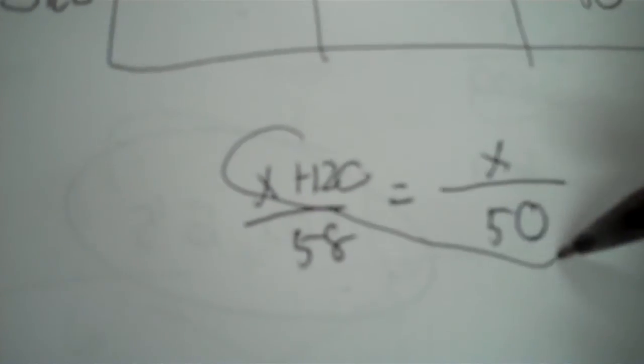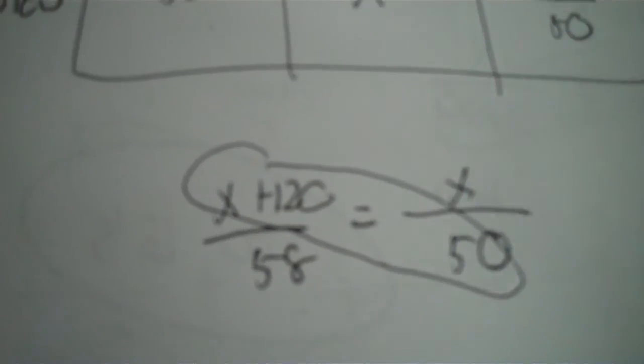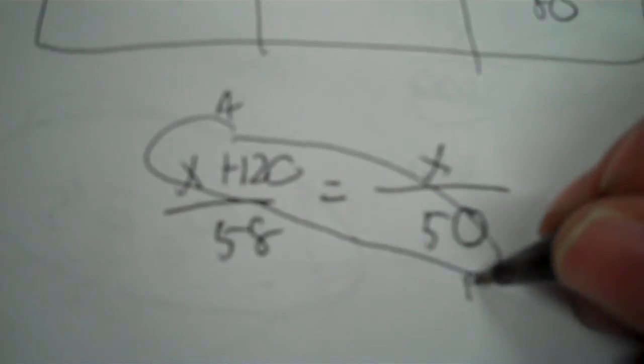Because you know that x plus 120 times 50 is equal to x times 58, but you can't cross multiply and divide. You apply the cross products. A times b is c times d. So a times b, c times d. So a is x plus 120, and then b is 50. C is x. D is 58.